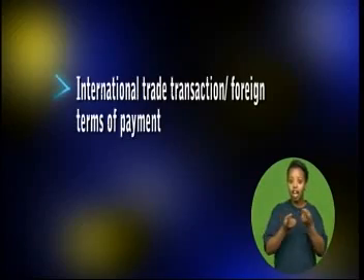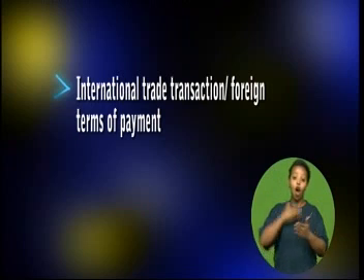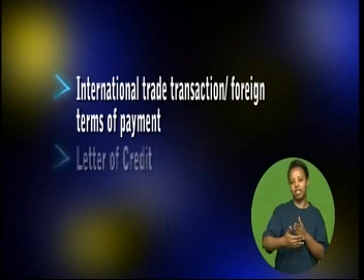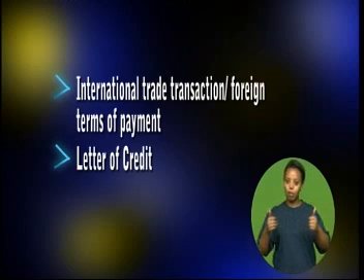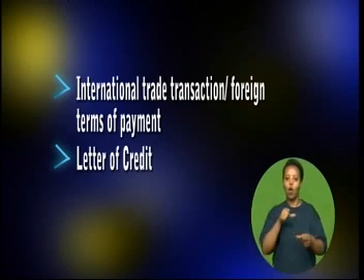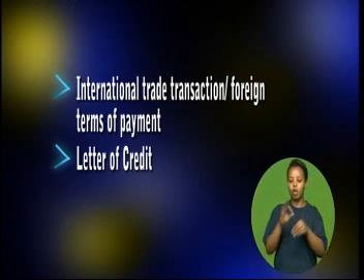Let us wind up today's lesson by summarizing the main points. Today, we have learned about the concept of international trade transaction and letter of credit. International trade is the exchange of capital goods and services across international borders. Letter of credit is a bank undertaking of payment separate from sales or other contracts on which it is based. It is a way of reducing the payment risks associated with the movement of goods.